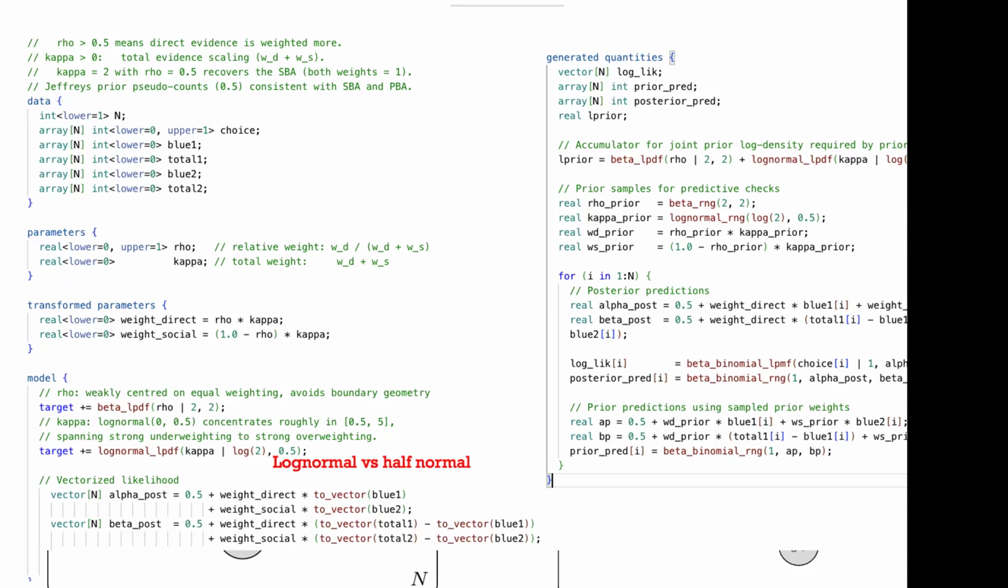But here I do the same. Weight direct is rho times kappa, and weight social is 1 minus rho times kappa. Right. We have to put priors on the parameters that we have. Remember, not on weight direct and weight social. They are the derived parameters, but on the parameters that are in the parameters section. And so we put a beta 2 on the rho, which is really nothing but a slight variant of beta 1, but it more decidedly discourages exactly 0 and exactly 1.